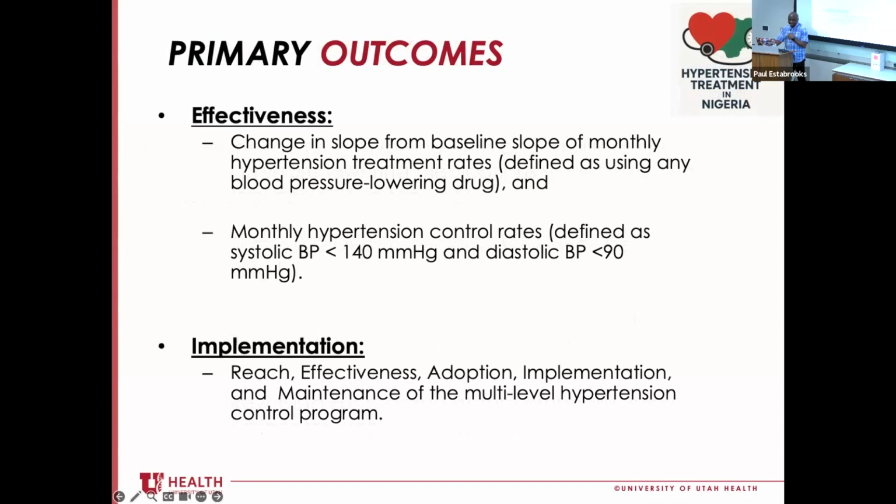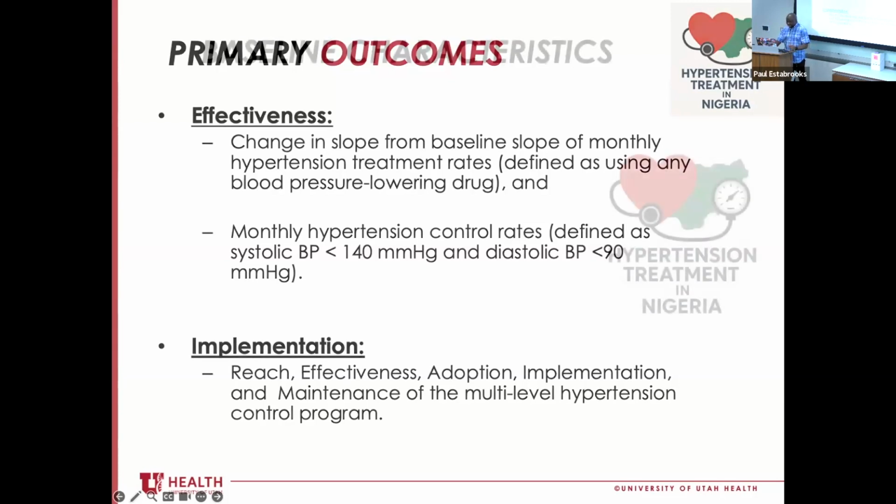Okay, so our primary outcome, this is a hybrid type 2 study. The primary effectiveness outcomes are change in treatment rate, which we define as use of any blood pressure lowering drug, as well as change in control rate, which is defined as systolic blood pressure less than 140 millimeters of mercury and diastolic BP less than 90 millimeters of mercury. The implementation outcomes include REHIM, so reach, effectiveness of this hypertension program.